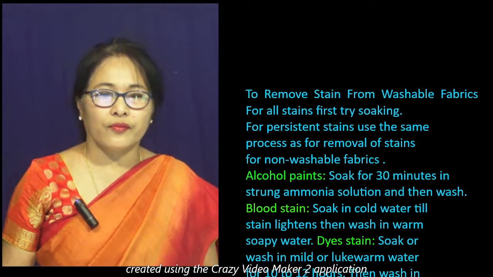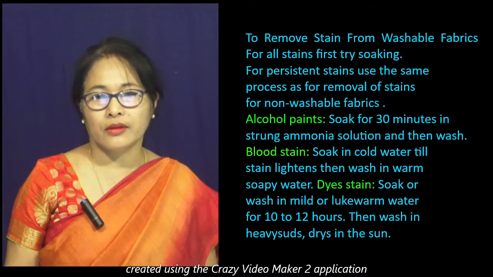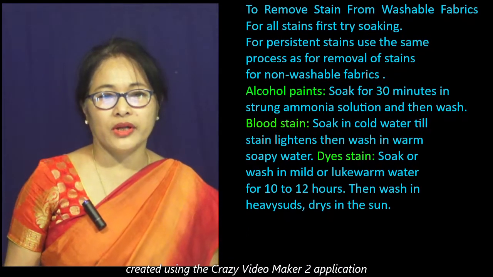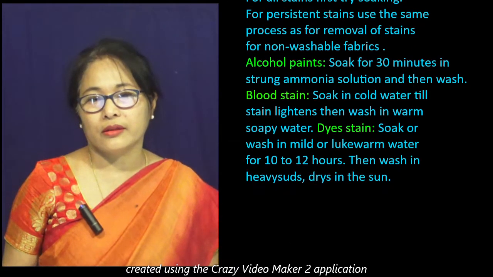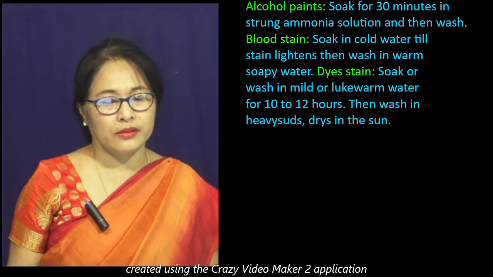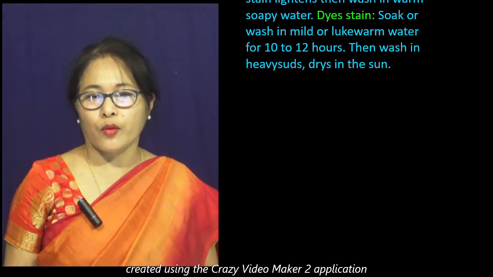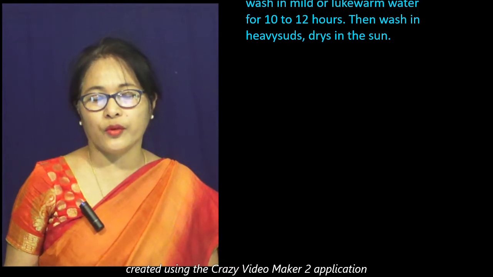1. Alcohol paints. Soak for 30 minutes in strong ammonia solution and then wash. 2. Blood stain. Soak in cold water till the stain lightens, then wash in warm soapy water. 3. Dye stain. Soak or wash in mild or lukewarm water for 10 to 12 hours. Then wash in heavy suds, dry in the sun. 4. Egg stain. Sponge with cold water, then wash in warm soapy water.